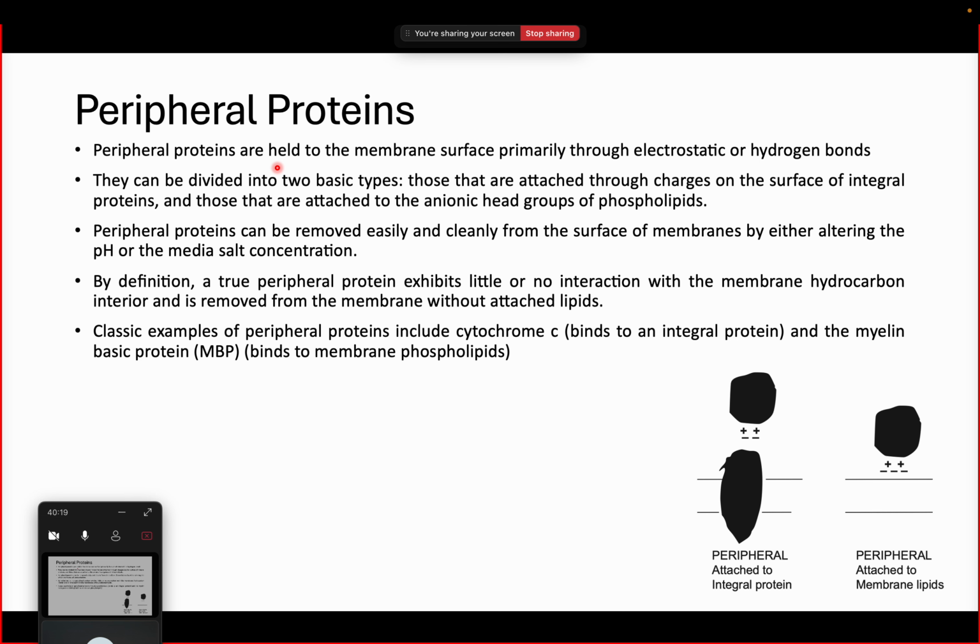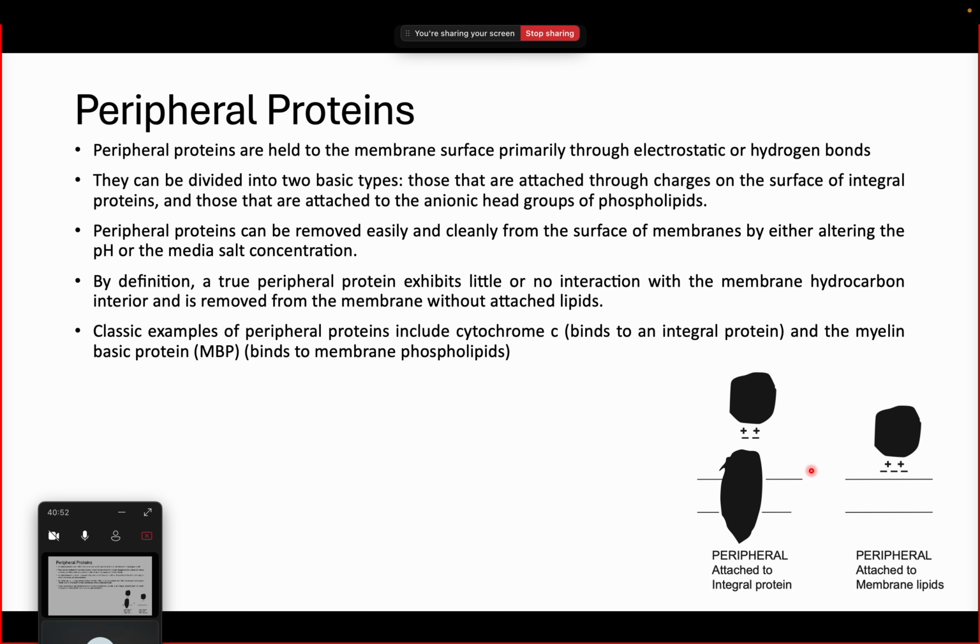Peripheral proteins can be removed easily and cleanly from the surface of the membrane by either altering the pH or the media salt concentration. By definition, a true peripheral protein exhibits little or no interaction with the membrane hydrocarbon interior and is removed from the membrane without attached lipids. Classic examples of peripheral protein include cytochrome C, which binds to an integral protein, and the myelin basic protein MBP, which binds to the membrane phospholipid.